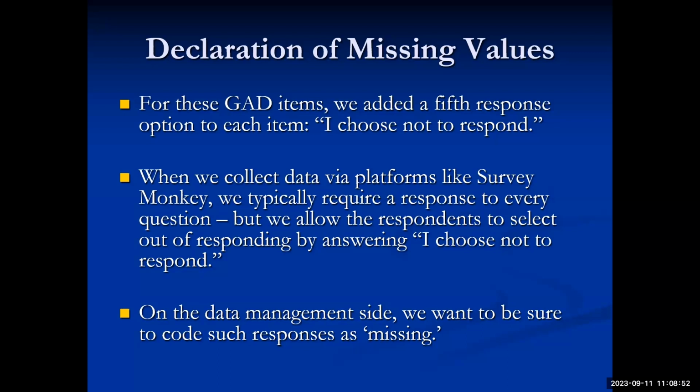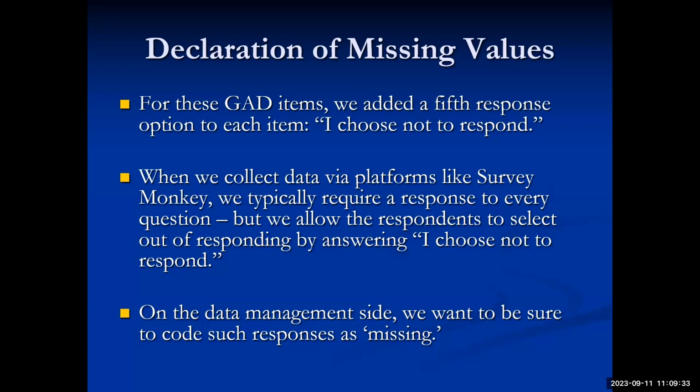Typically, when I collect data on platforms like SurveyMonkey, I'll require respondents to provide a response to every item on every page of the survey, because we want them to not get in the habit of skipping questions or several pages at a time just to get to the end of the survey. However, we want the participants to have the flexibility to select out of responding to an item if it's a little too sensitive or they don't like the way it's worded. And so a way to balance those two objectives is to give them some kind of response, like an I choose not to respond option.